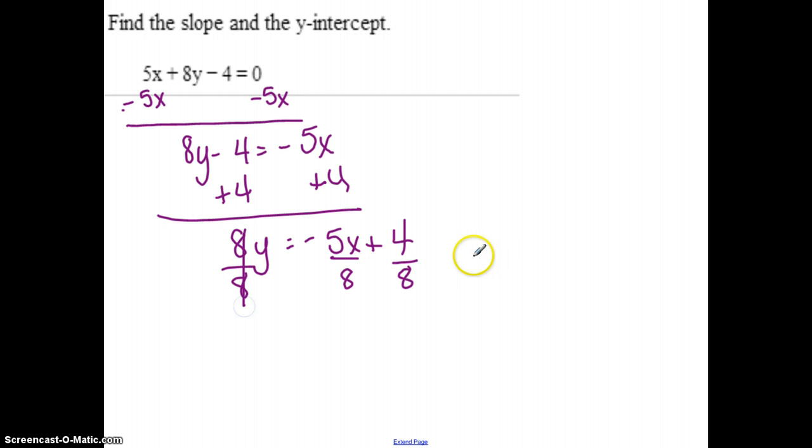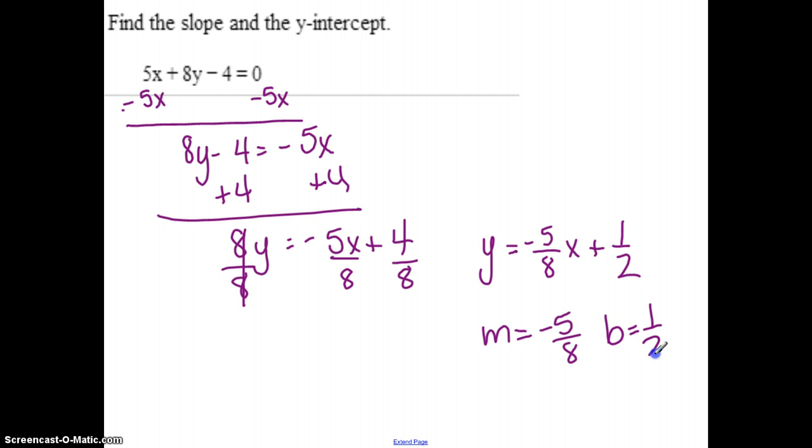Now I can see those reduce, so it's y equals negative 5 over 8x plus, this can reduce to 1/2. So my slope is going to be negative 5 over 8, and my y-intercept is going to be 1/2.